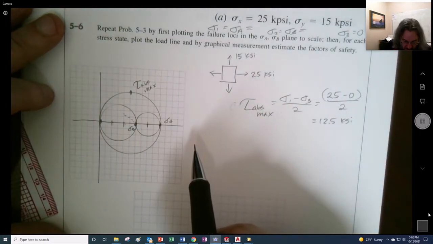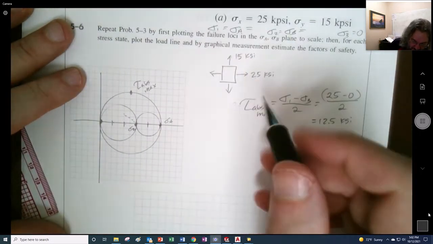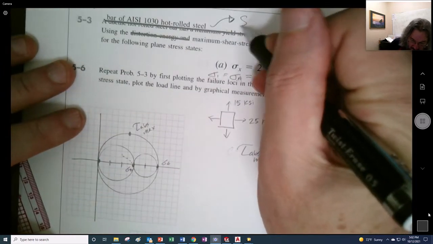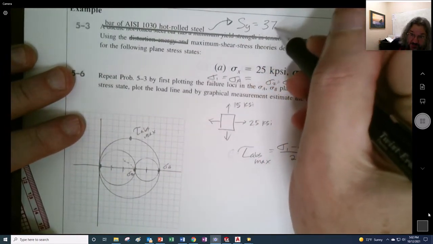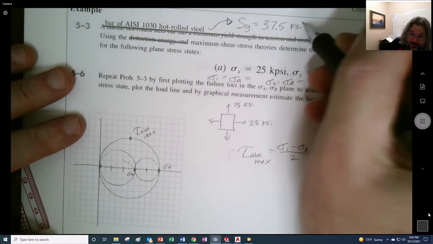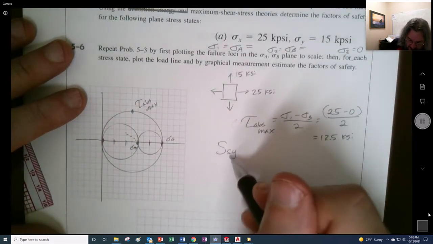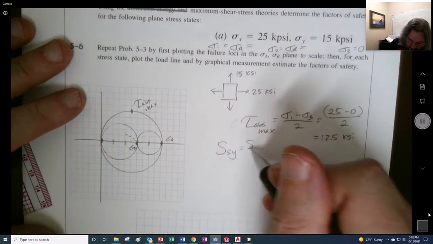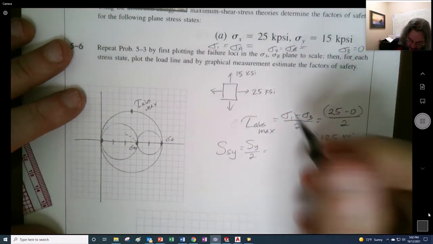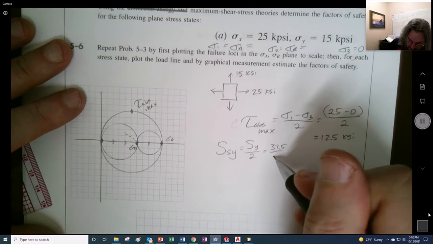Do I need anything else? No. Well, we want to get the safety factor now. All right, so we know that the yield strength, I meant to write this down, is 37.5 KSI. So let's say that the shear yield is going to be yield strength divided by 2, or 37.5 divided by 2.